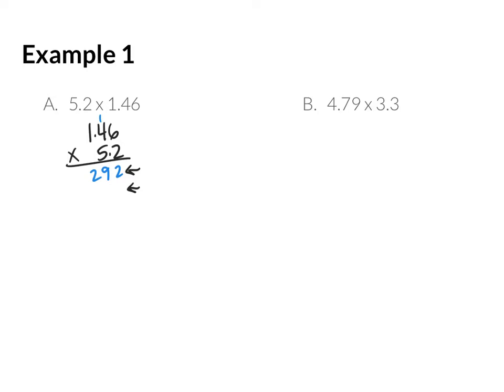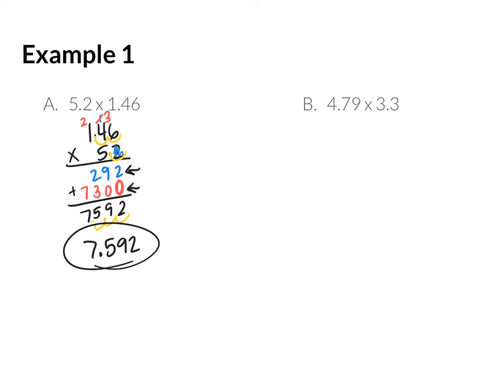Once I'm done with the 2, and I'm ready to move on to the 5, I need a placeholder value here. 5 times 6 is 30. 5 times 4 is 20, plus 3 is 23. 5 times 1 is 5, plus 2 is 7. Now I add these. I get a final answer of 7,592, but I have to account for those decimal places. That means my actual final answer is 7 and 592 thousandths.